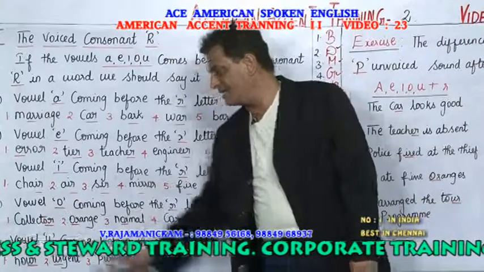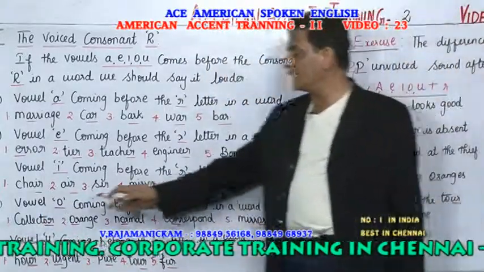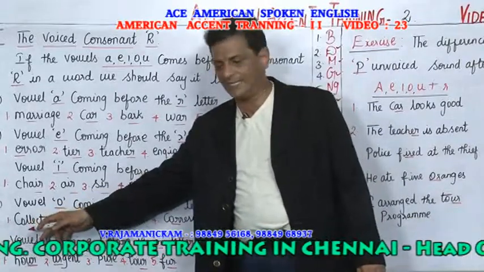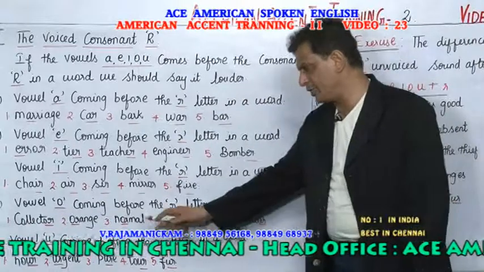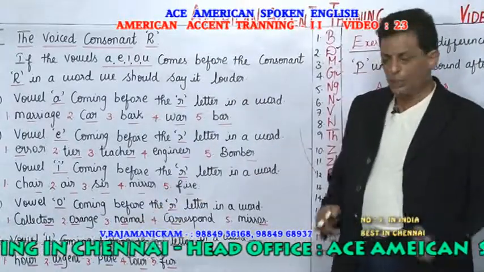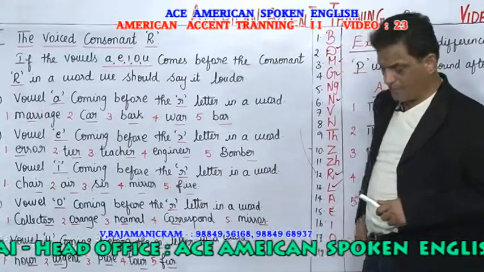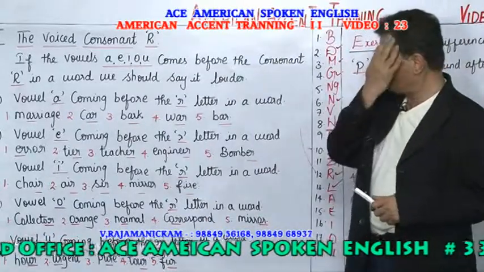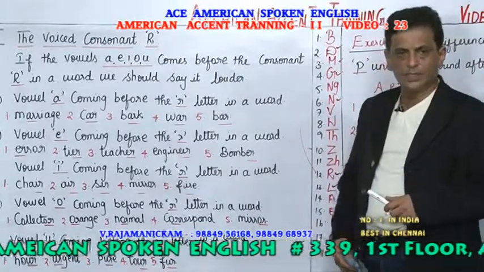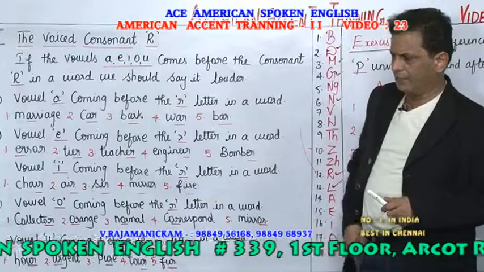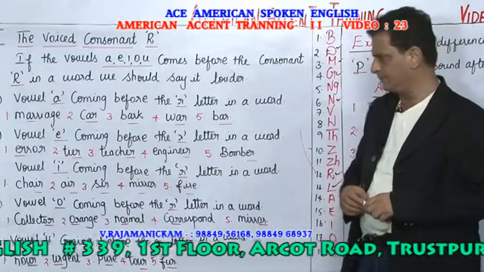Collector. See, L. Where is L here? Yes, 13. So before L, O comes also, you have to pull it. Collector. Orange. Say everybody together, orange. Normal. Correspond. Mirror. So before R, wherever you find any vowel, you have to tense the vowel. You have to pull the vowel. You have to sound the vowel.